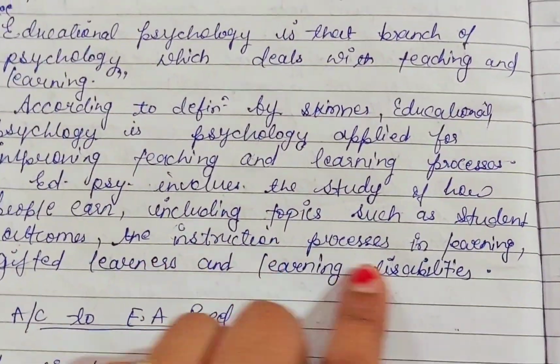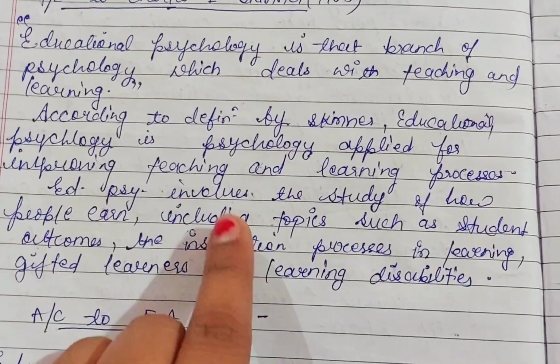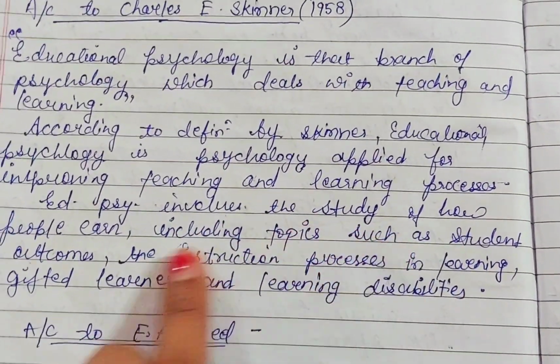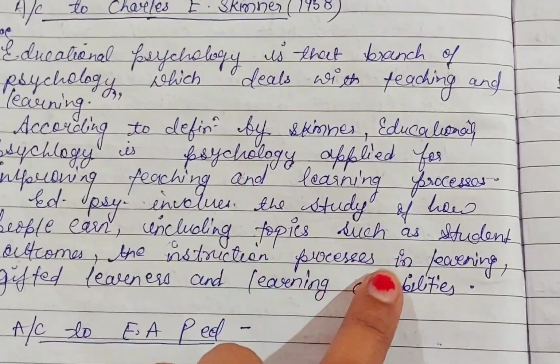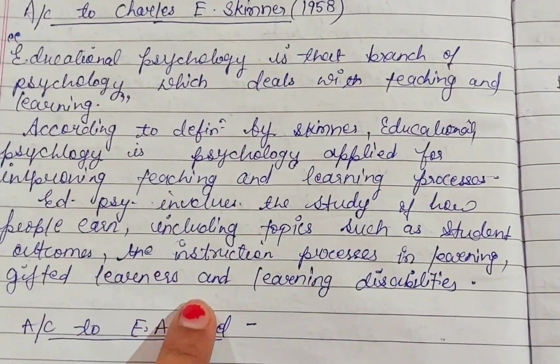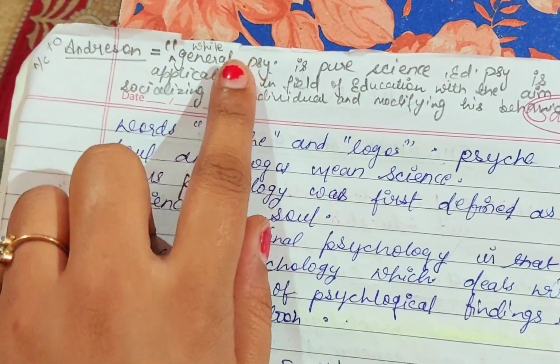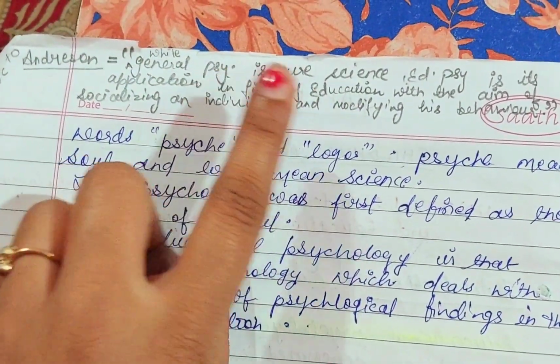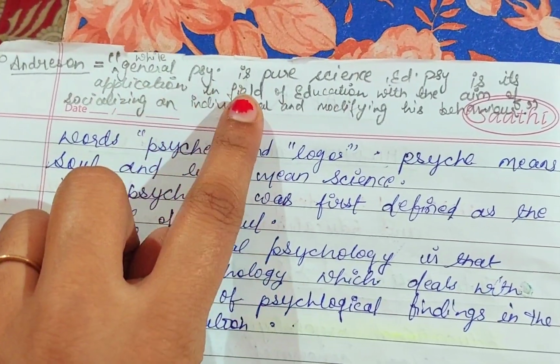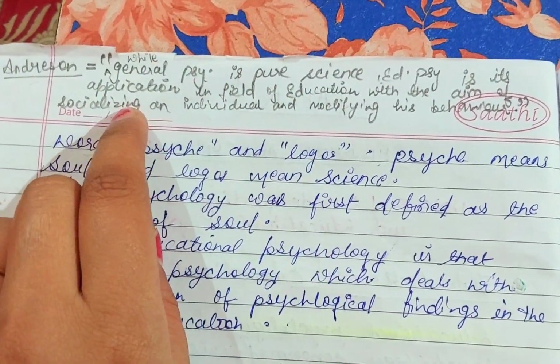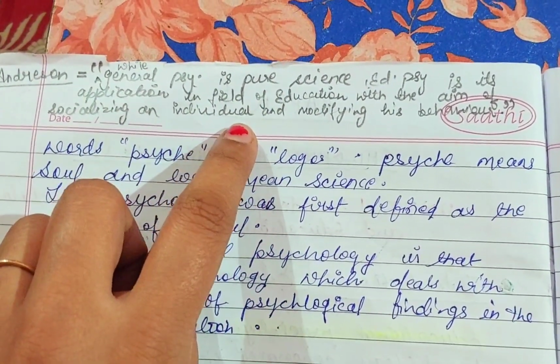Educational psychology involves the study of how people learn, including topics such as student outcomes, the instructional processes in learning, gifted learners, and learning disabilities. According to Anderson, while general psychology is a pure science, educational psychology is its application in the field of education with the aim of socializing an individual and modifying his behavior.